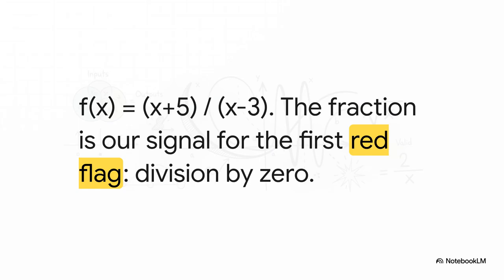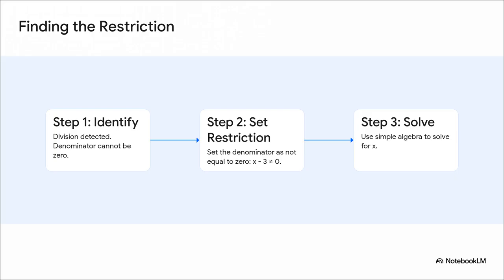Right away, what do you see? A fraction, right? That should be like a giant flashing neon sign. That's our first red flag. The second you see a variable down there in the denominator, those division by 0 alarm bells should be going off in your head. So how do we tackle this? Let's break it down step by step.